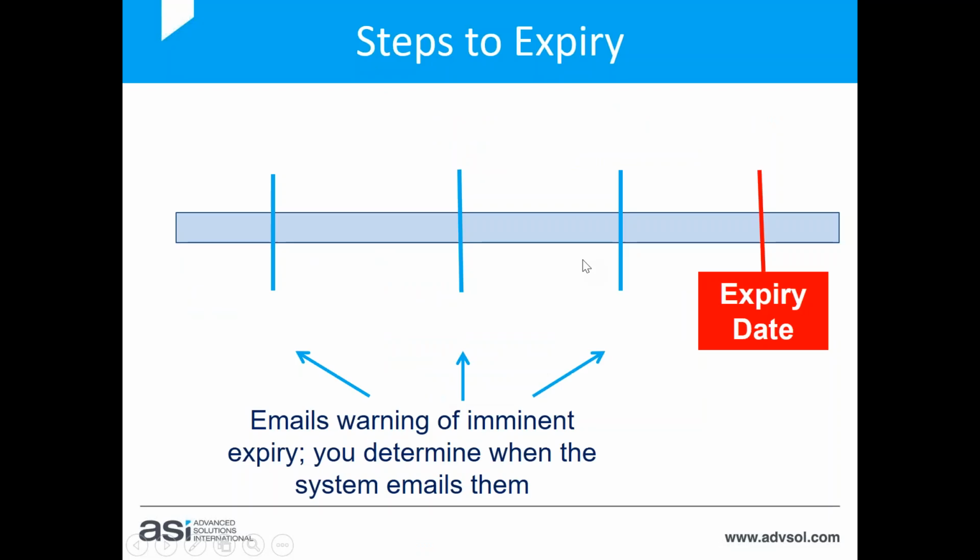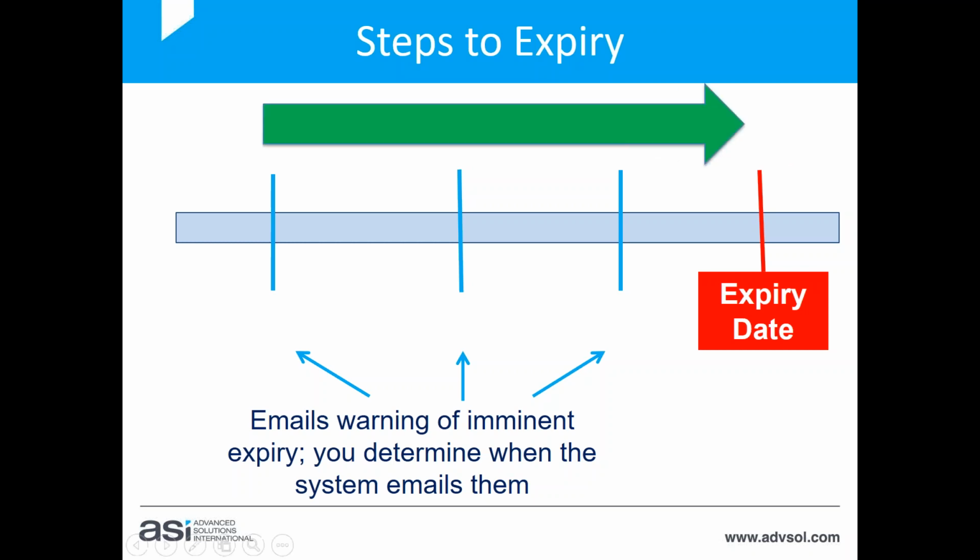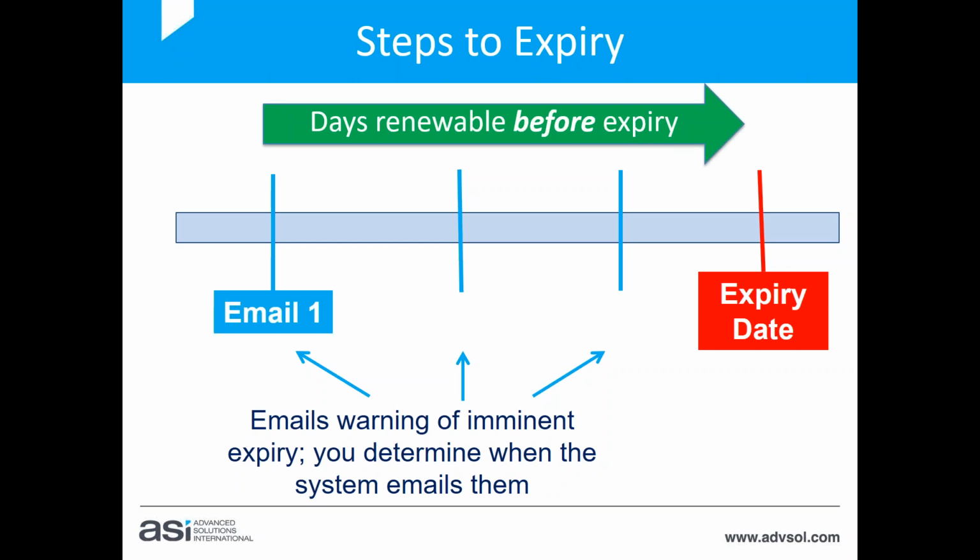Beautiful. The next fields I want to look at are the 3 pre-expiry warning emails that can be enabled, edited, and sent from the system. So before expiry, we've got days renewable before expiry, and we can send up to 3 emails. They're optional. You can send up to 3 to warn them that their membership's about to expire. Here's how you renew, and click on the links.